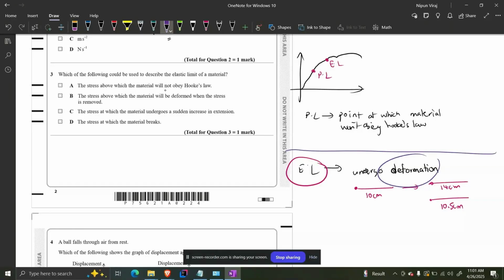If you are between the proportional limit and the elastic limit, in this region, the material won't obey Hooke's law, but still it will come back to its original length. I hope you understand. Above the proportional limit, it won't obey Hooke's law, but still it will come to its original length. But if you have passed the elastic limit, obviously it will not obey Hooke's law, and also it won't come to its original length. So the answer should be this one: the material will be deformed.